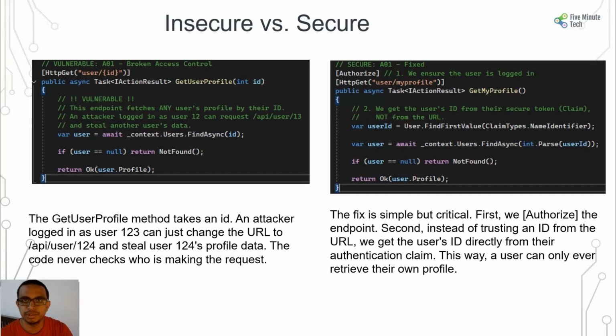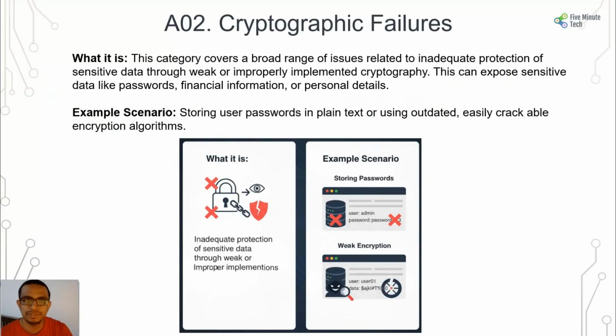Whereas if you see the secure code on the right-hand side, which is where we have tried to fix it, the fix is simple but critical: we first authorize the endpoint, and second, instead of trusting an ID from the URL, we get the user's ID directly from their authentication claims. This way a user can only ever retrieve their own profile. So this is the secure practice we need to follow to fix this broken access control issue in our application. Next is cryptographic failures.